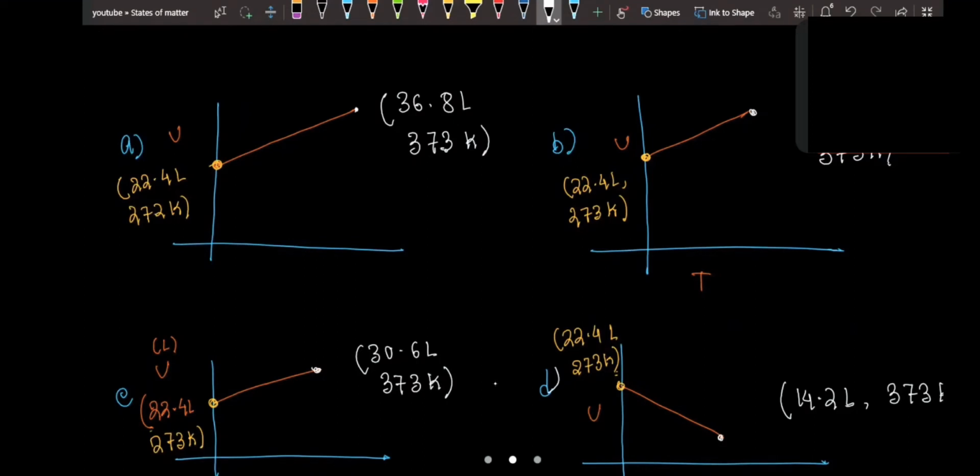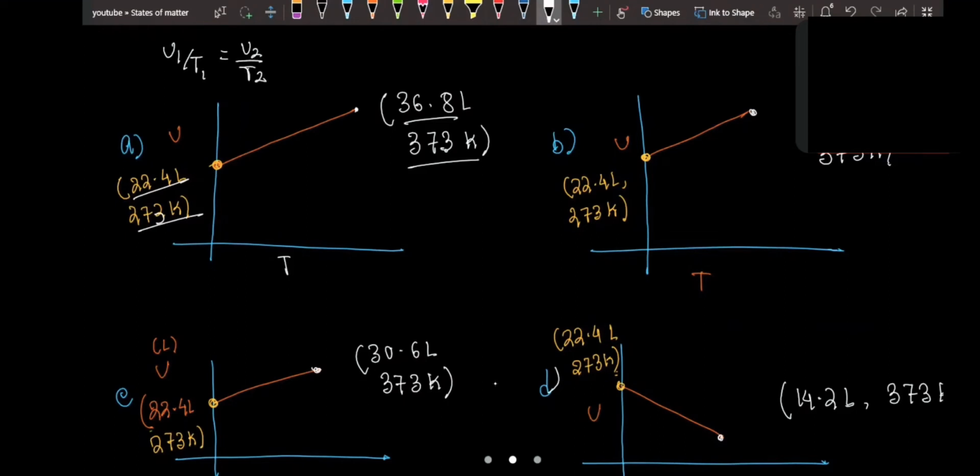So in all the cases, the x-axis is temperature. And they have given some initial and final states, like initial volume is 22.4 liter at 273 Kelvin, and the final states are 36.8 and 373 Kelvin. So they're just talking about volume and temperature in Kelvin scale. So this is definitely a question of Charles' law. According to Charles, V1 by T1 equals V2 by T2, we can write it.